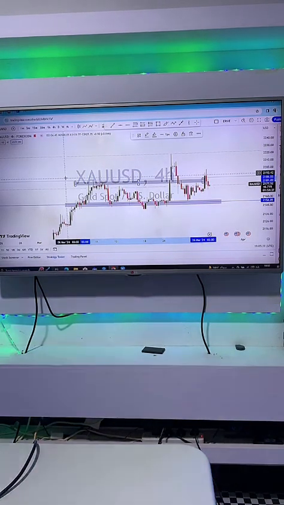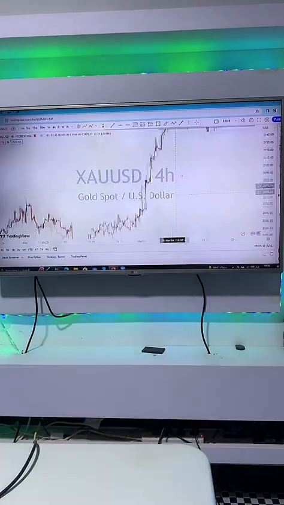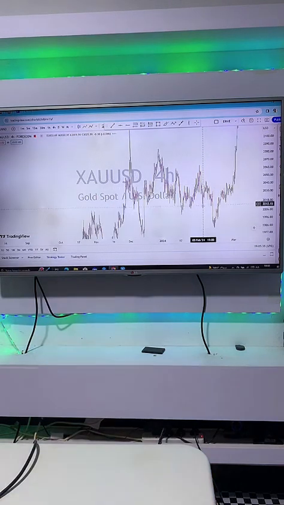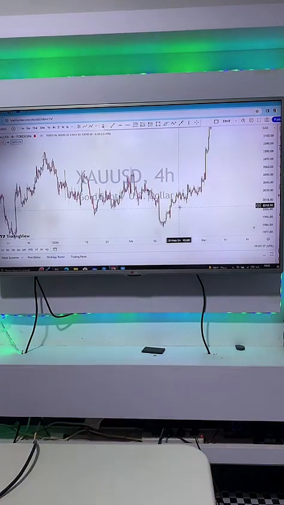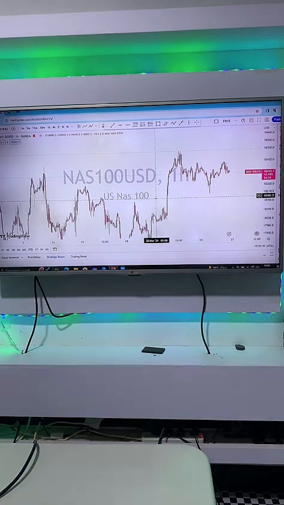Okay. So guys, I hope the ranging market is clear for you. And now I have also explained about fake outs. So when you see a fake out, you should be able to know this is a fake out, based on the explanation I gave.